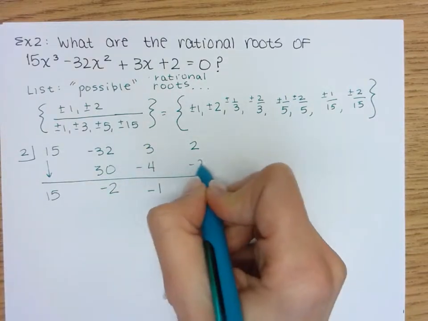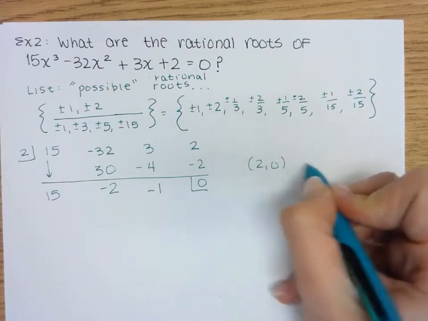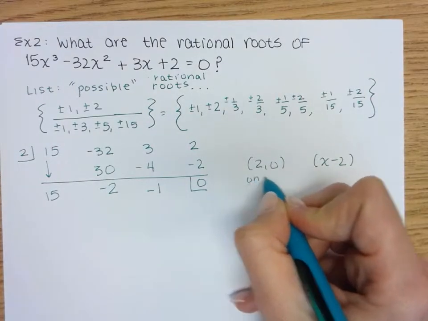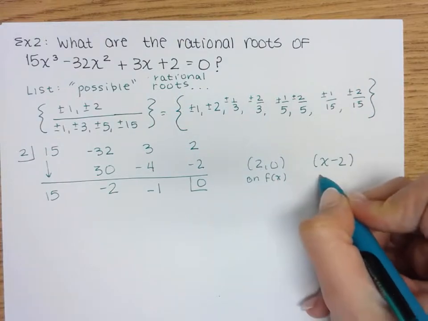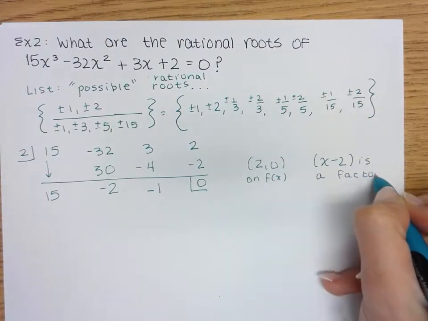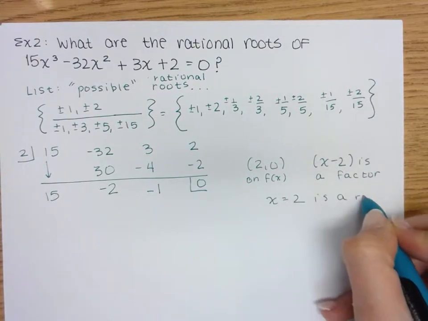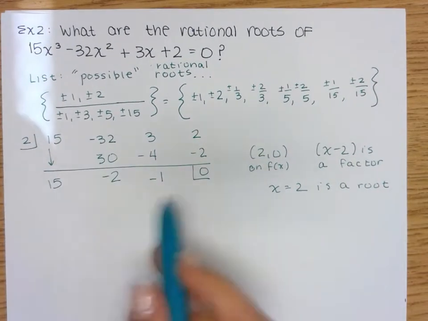Negative 1, negative 2, there we go. So that works. So (2, 0) is on my graph. That means x minus 2 is on f of x if I were to graph it. This is a factor, and x equals 2 is a root. This is all the stuff we can gather from that alone.